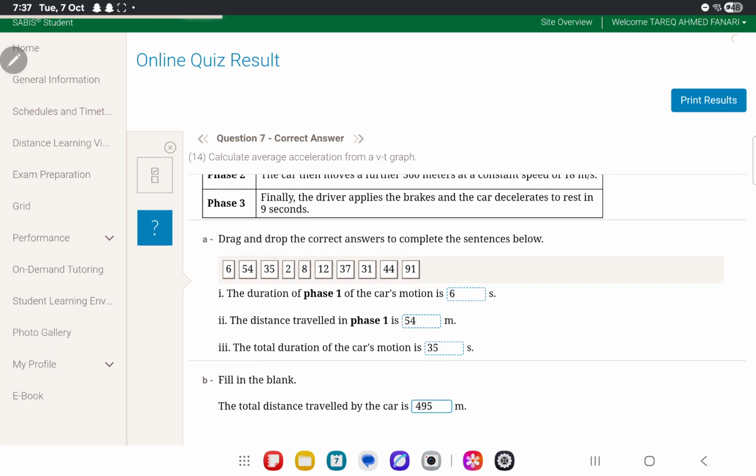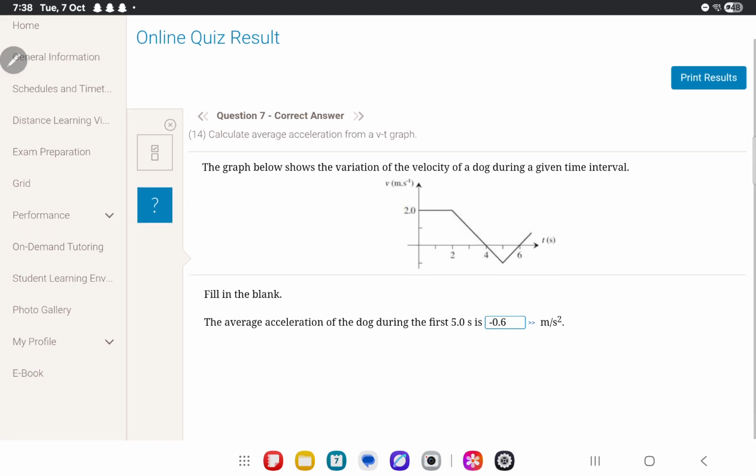Question 7. Okay, this is very, very easy. It's even easier than any other question we've encountered this quiz. Now, the average acceleration during the first 5 seconds. So this is t equals 0, and then t equals 5 is here, right?